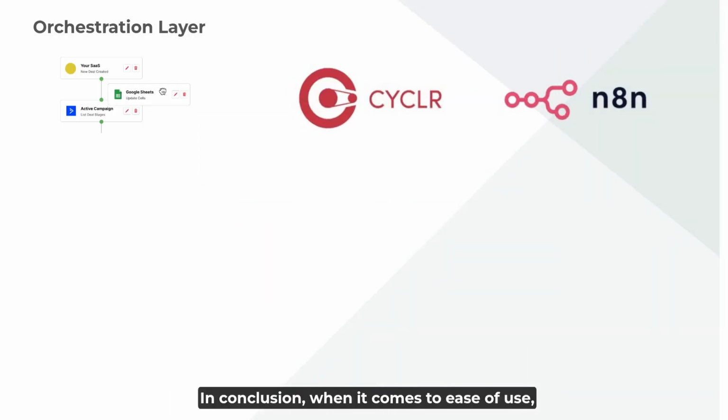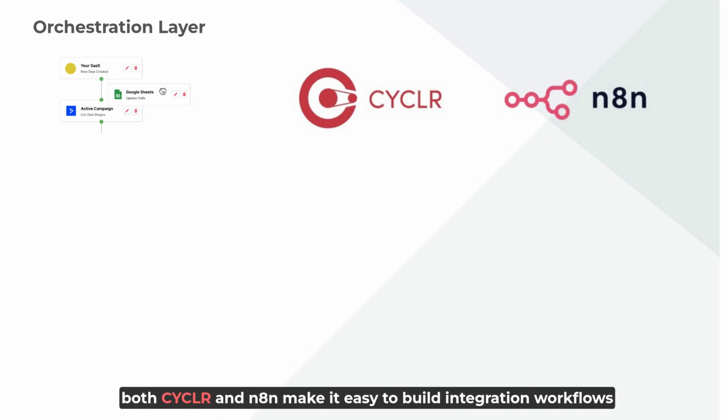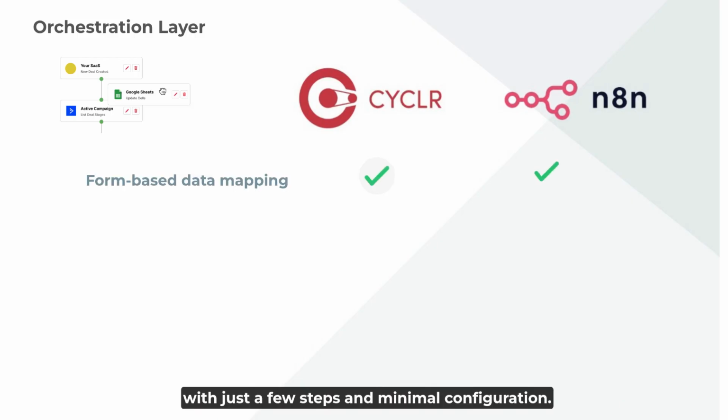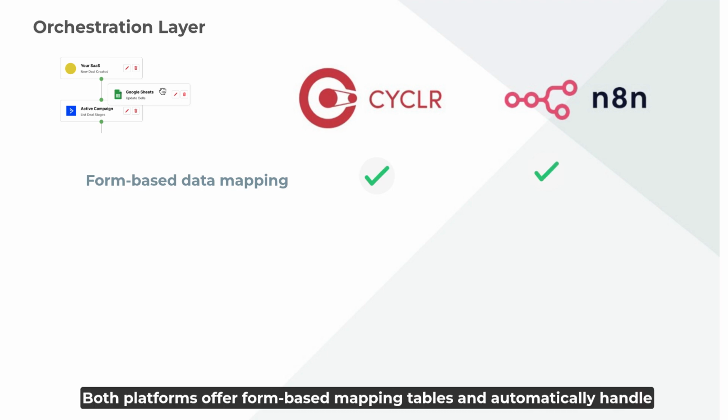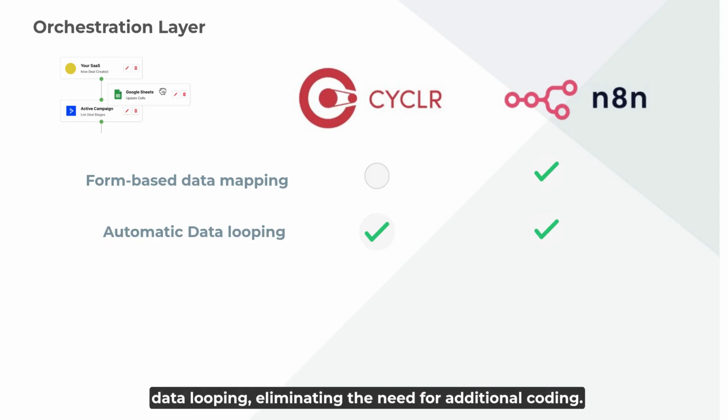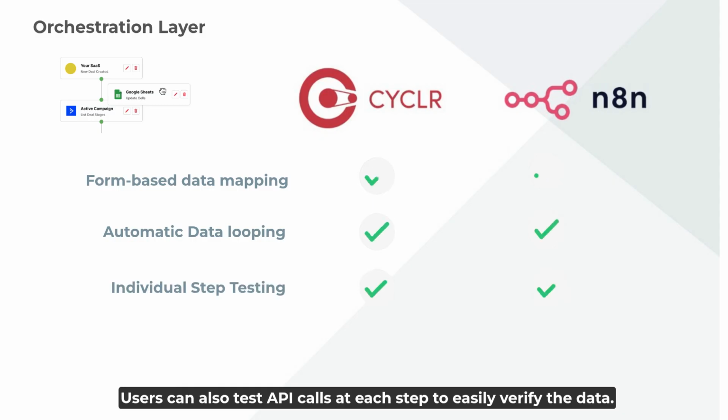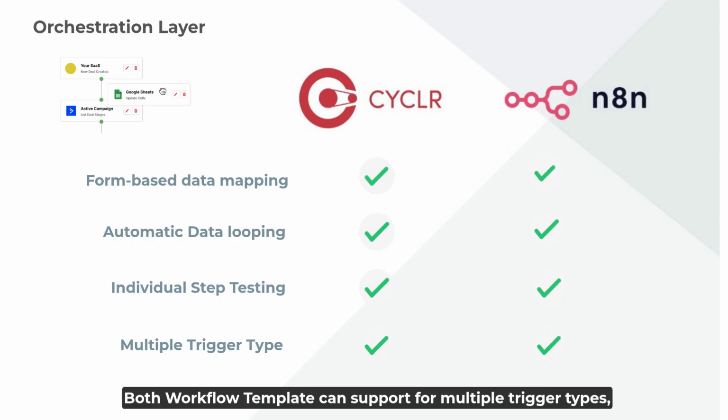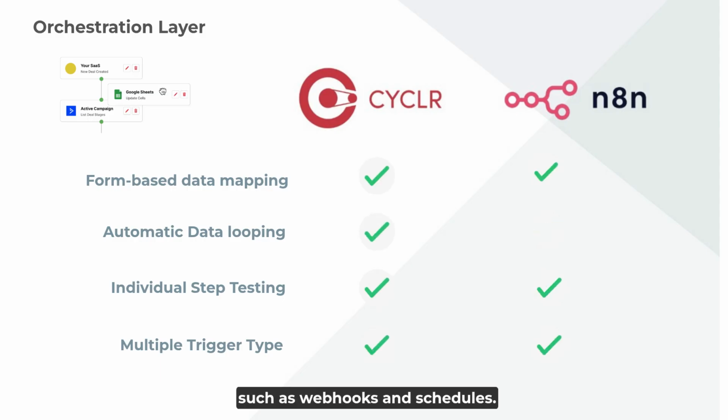In conclusion, when it comes to ease of use, both Cyclr and n8n make it easy to build integration workflows with just a few steps and minimal configuration. Both platforms offer form-based mapping tables and automatically handle data looping, eliminating the need for additional coding. Users can also test API calls at each step to easily verify the data. Both workflow templates can support multiple trigger types, such as webhooks and schedules.